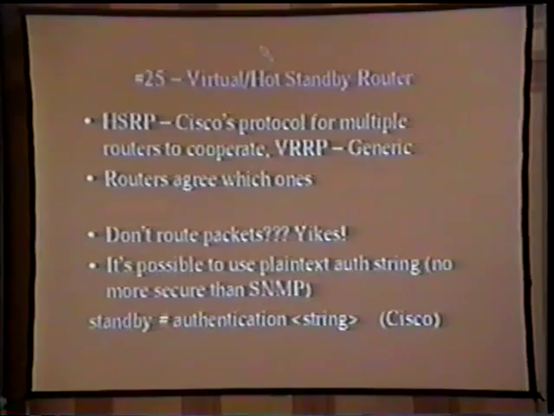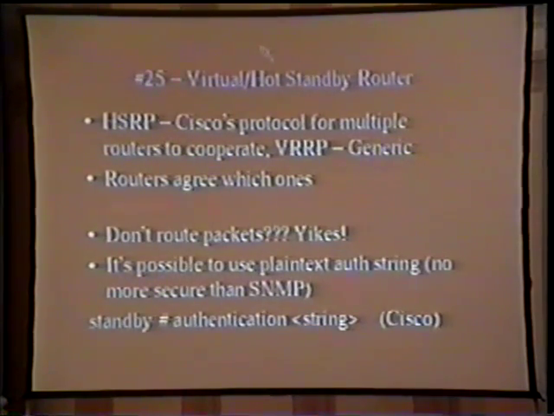So the last one, number 25, would be the virtual or hot standby routing protocol, or VRRP is the generic term. If you think about this, this is actually a protocol where the routers agree which routers don't pass traffic. Well, that sounds kind of scary.